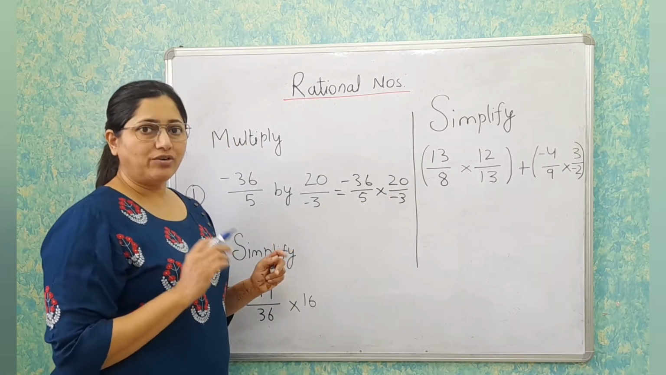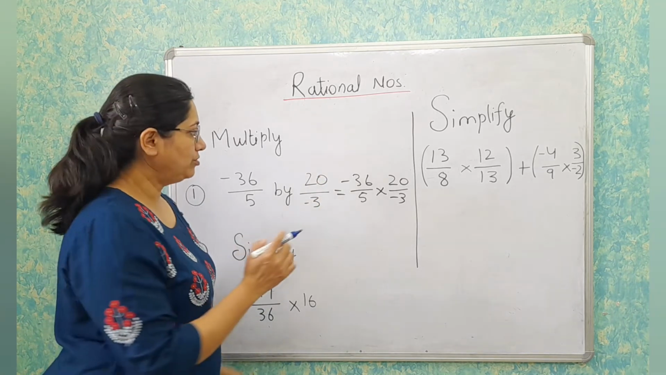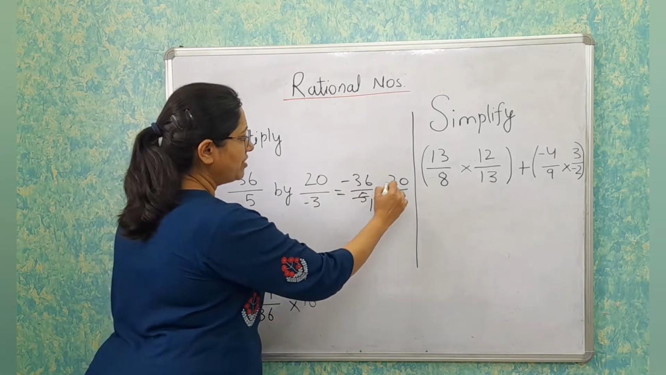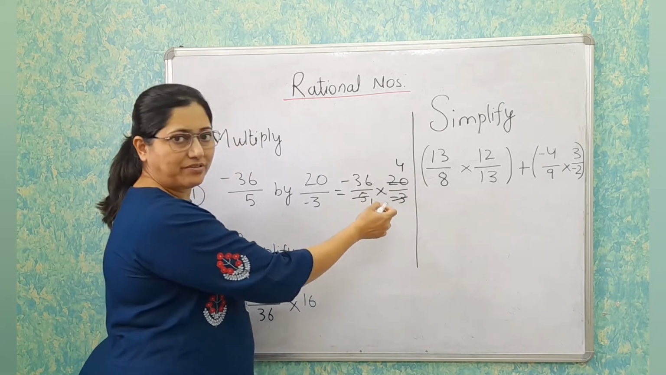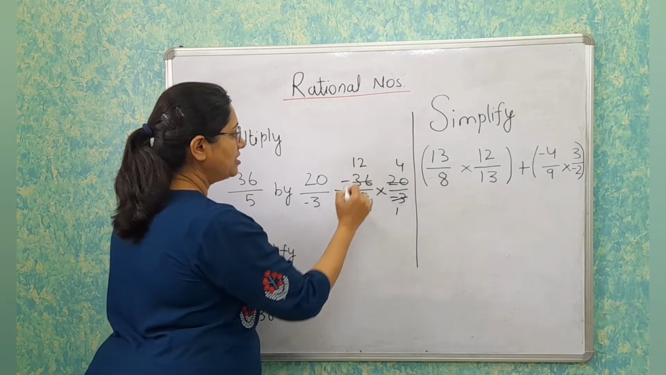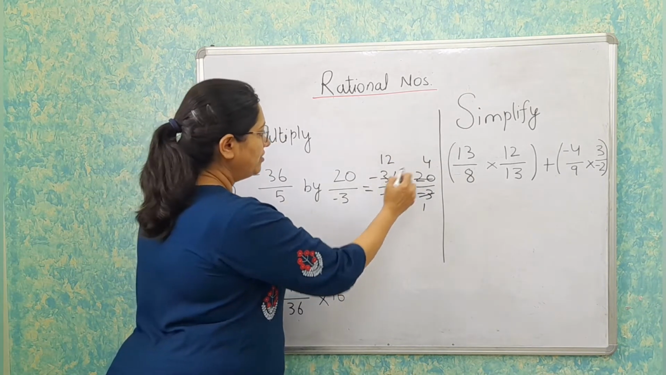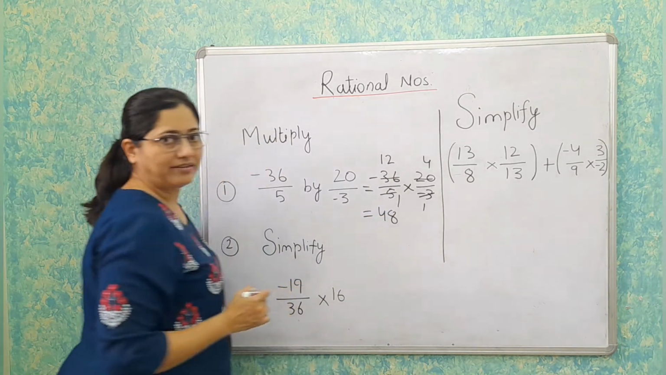Now I have to find a common divisor which can divide numerator and denominator both. See, 20 can be divided by 5: 5 ones are 5, 5 fours are 20. Again 36 can be divided by 3: 3 ones are 3, 3 twelves are 36. These two minus signs will cancel each other and our answer will be 12 fours are 48.